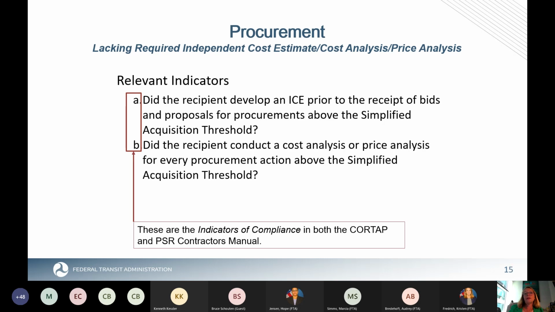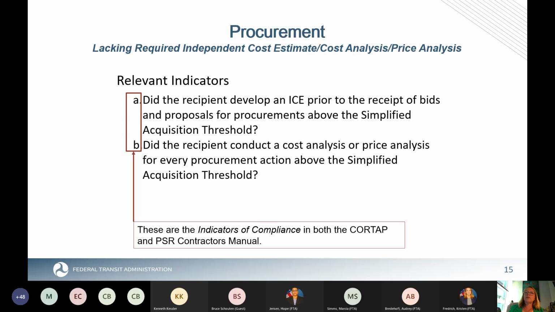So there are two that we look at for this deficiency. One, did you develop an independent cost estimate before you received bids or proposals for every procurement above the simplified acquisition threshold? And indicator B is, did you conduct a cost or price analysis for every procurement of that same size? So that's really what we're looking for here.